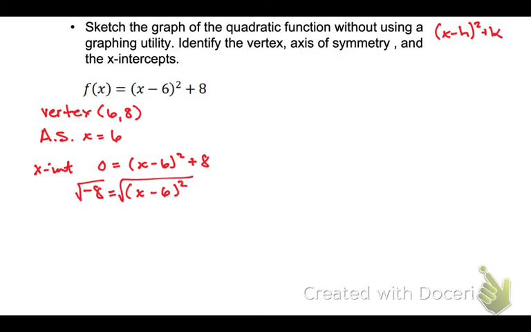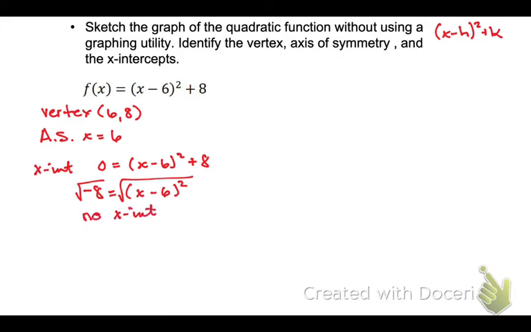Does it have an x-intercept? What's wrong with what I'm trying to do? I'm trying to take the square root. I'm trying to take the even root of a negative number. Is that real? No. So there's no x-intercept.